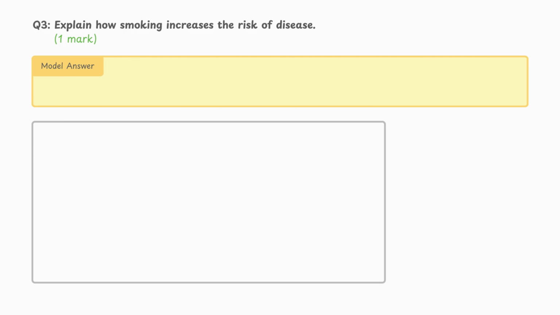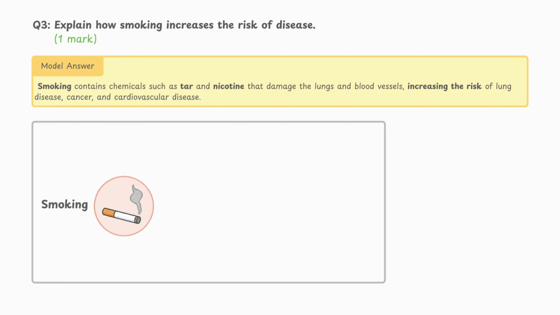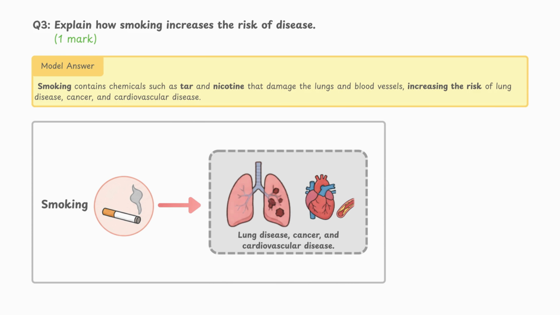Question number 3. Explain how smoking increases the risk of disease. Smoking contains harmful chemicals such as tar and nicotine that damage the lungs, heart, and blood vessels. This increases the risk of diseases such as lung cancer, respiratory disease, and cardiovascular disease.